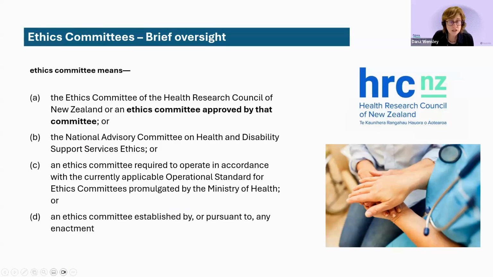The first thing to note is that the Health Information Privacy Code defines ethics committees as the Ethics Committee of the Health Research Council of New Zealand, or an ethics committee approved by that committee, or the National Advisory Committee on Health and Disability Services, or an ethics committee required to operate in accordance with the currently applicable operational standard for ethics committees, which I'll talk about later, or an ethics committee established by or pursuant to any enactment.